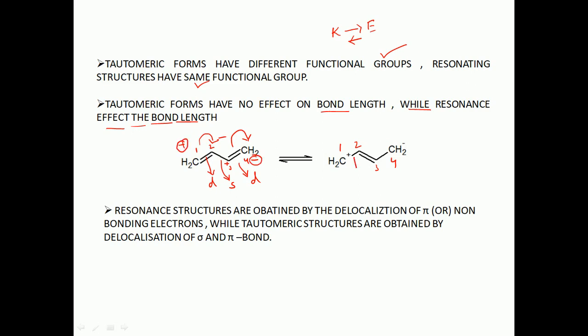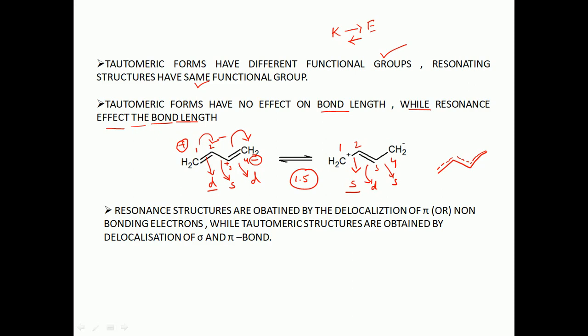So now between 1 and 2, what is there? You have the single bond here. Between 2 and 3, you have the double bond. Between 3 and 4, you have the single bond. But in the actual structure, you will have partial double bond character everywhere in the molecule. So between 1 and 2, it is not a double bond and it is not a single bond. It is 1.5, in between the single bond and the double bond. So tautomeric forms have no effect on the bond length, while resonance affects the bond length.